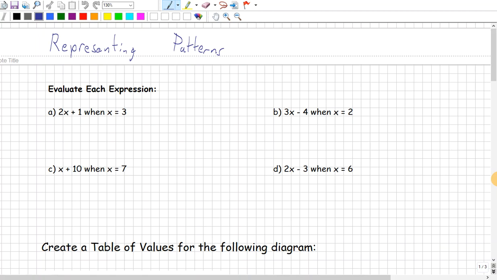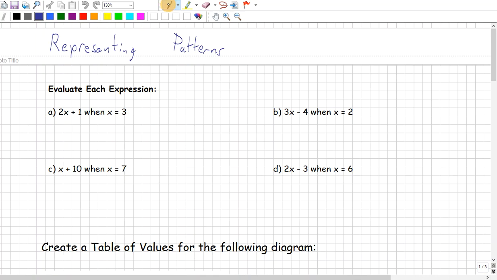In this lesson, we're going to be looking at representing patterns. So first, we're going to evaluate each expression for an algebraic equation when x is equal to a certain value. When you're given questions like this, what you want to do is take the value that x equals and plug it in, or replace the x variable, or whatever variable you happen to be working with, in the equation with that value. So here I have 2x plus 1.